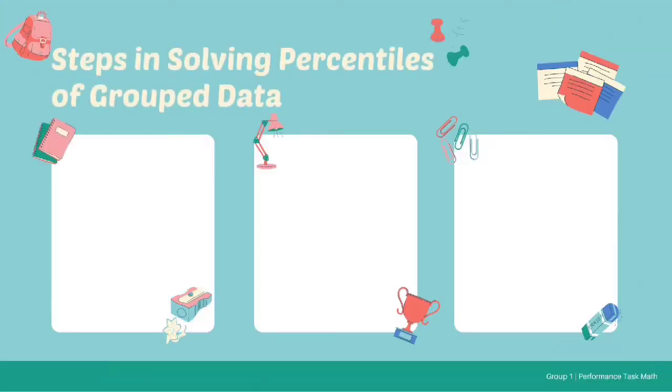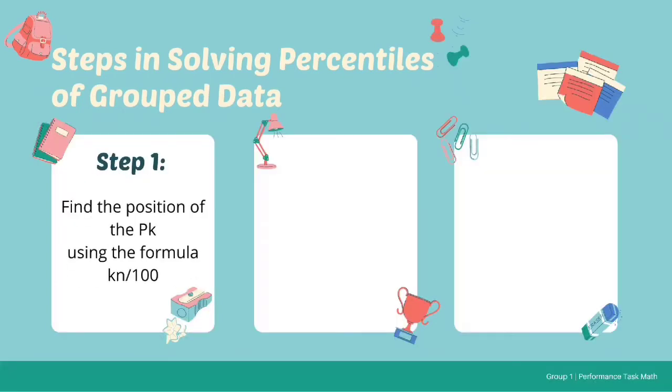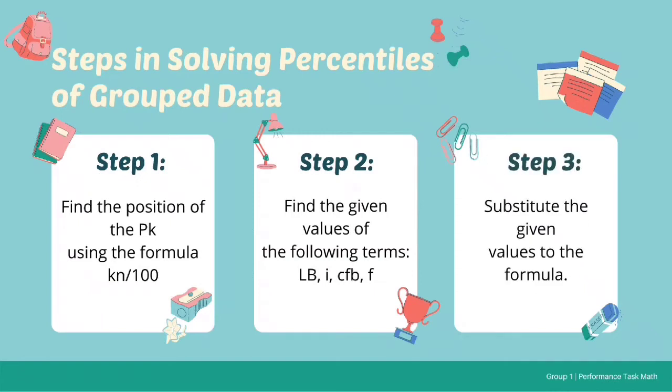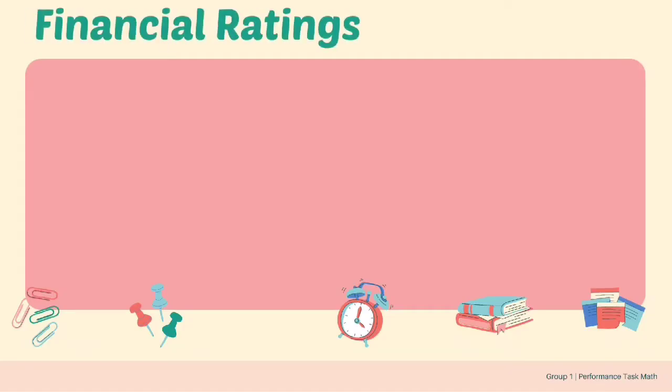And now, the steps for solving the percentiles of grouped data. Step 1: find the position of the P sub k using the formula kn over 100. Step 2: find the given values of the following terms: the lower boundary, the size of the class interval, the cumulative frequency below, and the frequency of the P sub k class. And lastly, step 3: substitute the given values to the formula and solve. Let's move on to our examples.